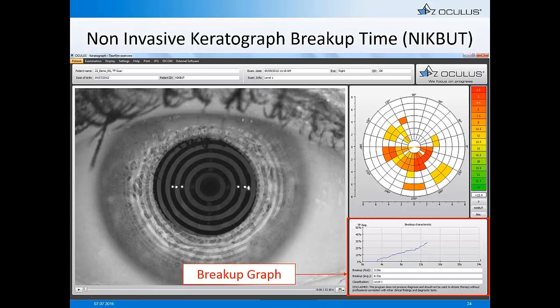To make it a little bit easier to understand, we do have a classification. We have a level 0, a level 1, or a level 2. Level 2 being a very short breakup time, indicating a very unstable tear film. A level 0 being a normal patient.